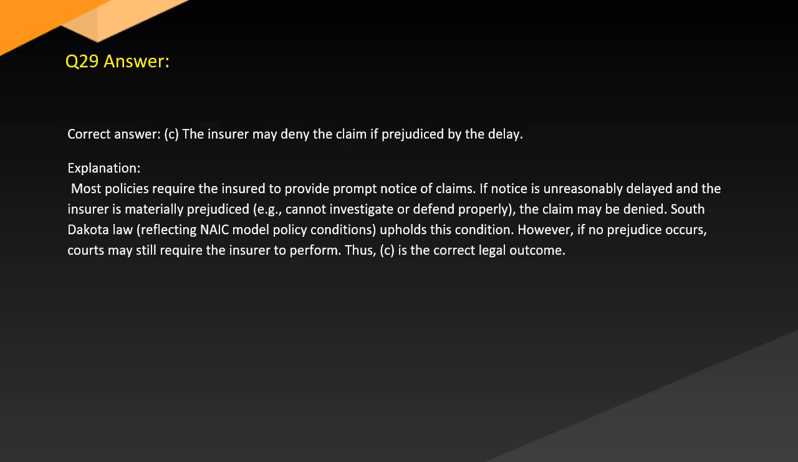Answer. Correct answer: C, the insurer may deny the claim if prejudiced by the delay. Explanation: Most policies require the insured to provide prompt notice of claims. If notice is unreasonably delayed and the insurer is materially prejudiced, e.g., cannot investigate or defend properly, the claim may be denied. South Dakota law, reflecting NAIC model policy conditions, upholds this condition. However, if no prejudice occurs, courts may require the insurer to perform. Thus, C is the correct legal outcome.